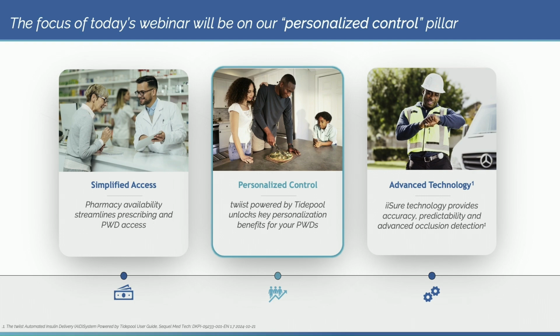The first is the three core benefits. The first is the simplified access that we have. I mentioned that a minute ago. It's really convenient for people to be able to get twiist through the pharmacy channel. That will allow people to start with no warranty needed. They don't have to wait for their warranty to expire, and so they have no 4-year commitment. Great, easy, streamlined way to get people started.